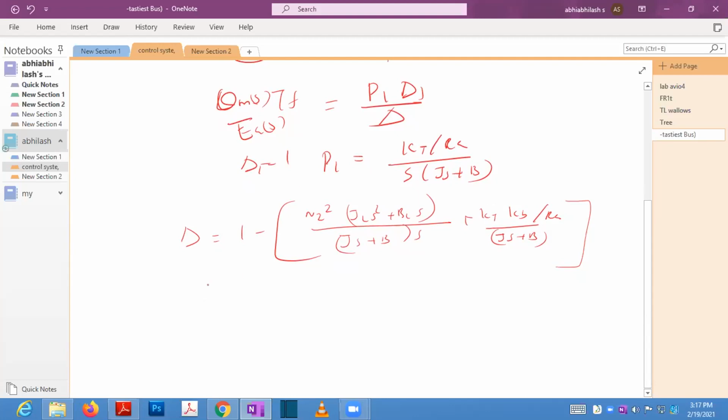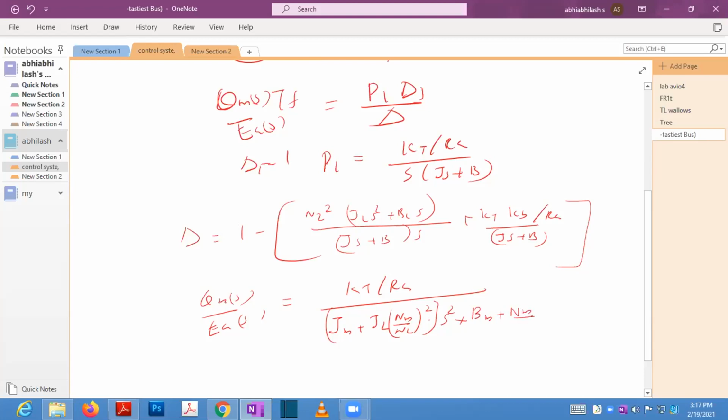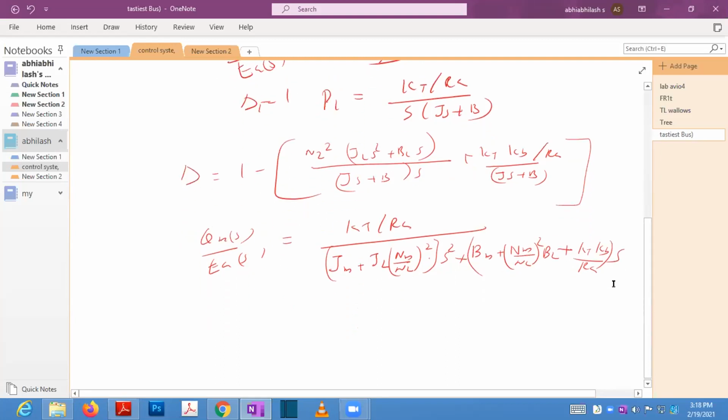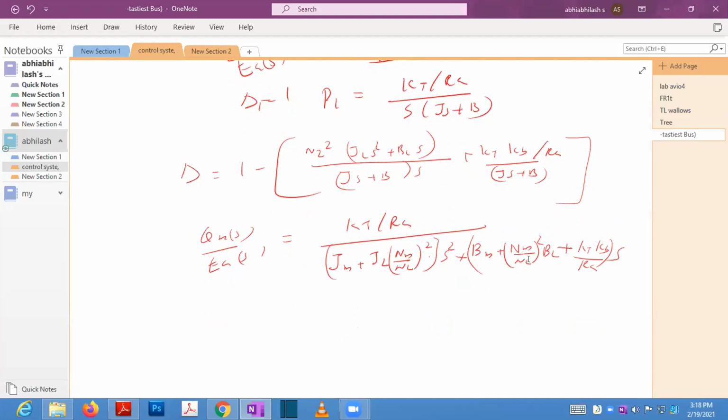So if you enter these things, you will get theta m of s divided by EA of s as KT by RA divided by JM plus JL into NM by NL the whole square into S square plus BM plus NM by NL the whole square into BL plus KT KB by RA into S. So all of you are getting this one?